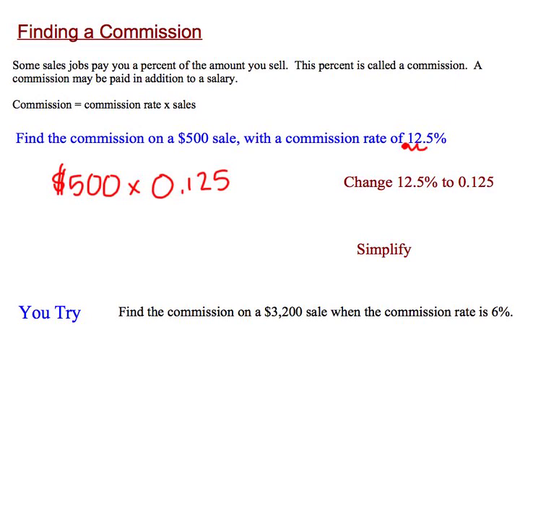Our new decimal place is right in front of the number, and it looks like this. So our commission is 500 times 0.125. Take out the old calculator, work that out, and you get a nice commission of $62.50. So again, to find your commission, it's just your commission rate times your sales price. And I'll even put a little dollar sign up there. Commission rate times your sales price. And you have your example right here. Give it a try.